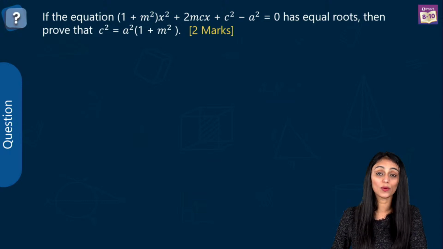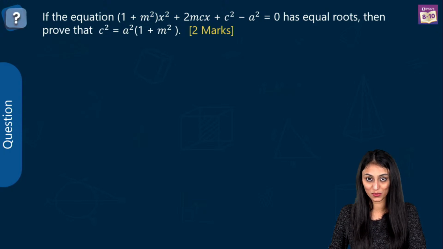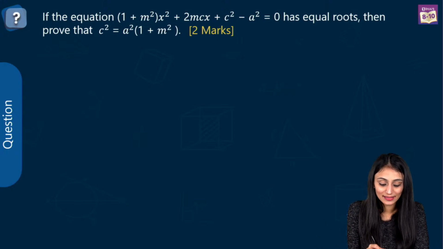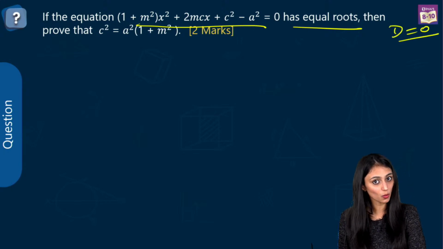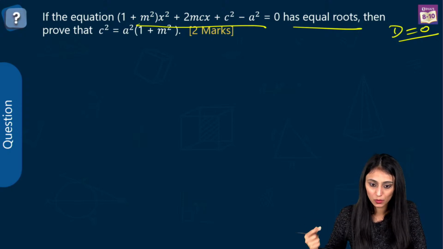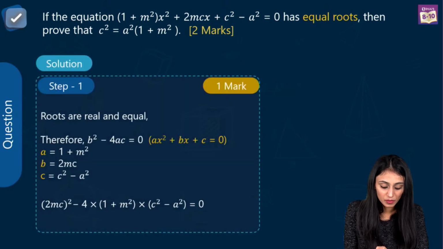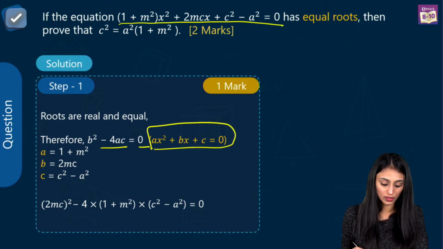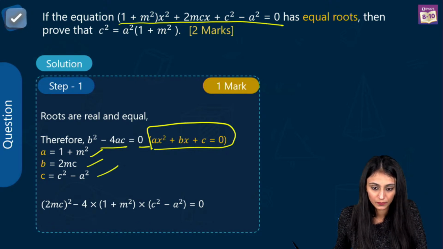If the equation 1 plus m square x square plus 2mcx plus c square minus a square equal to 0 has equal roots, then prove that c square is equal to a square times 1 plus m square. Now comes the good question. Alright, so question is already specifying that this equation over here has equal roots. When we have equal roots, we know that the value of discriminant will be 0. That means b square minus 4ac would be equal to 0. Yes? Okay. So here, roots are real and equal, so b square minus 4ac equal to 0. Right? So if I compare this equation with the general form of the quadratic equation, from here a would be 1 plus m square, b would be 2mc and c would be c square minus a square.